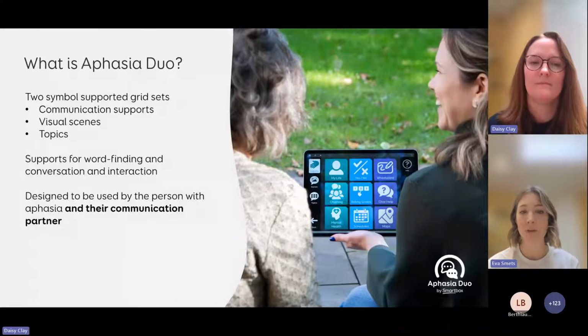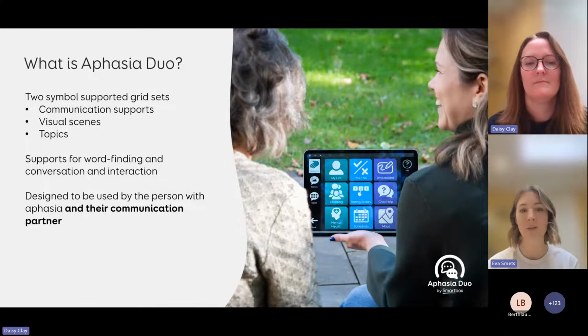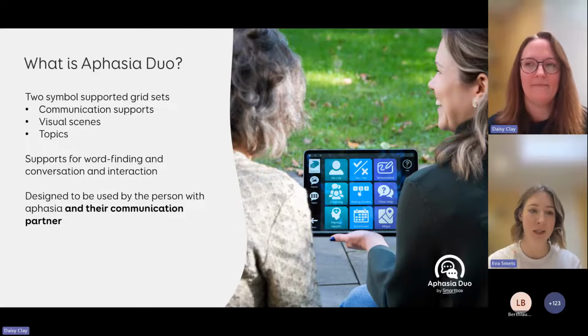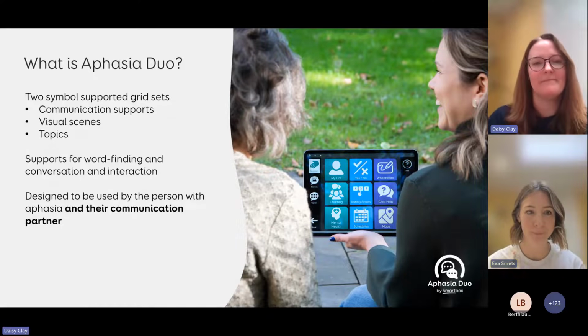And there are also additional supports for word finding difficulties and to support things like chatting and interaction with a range of people. And as we've mentioned a few times, they are designed to be used not just by the person with aphasia, but also by their communication partner.